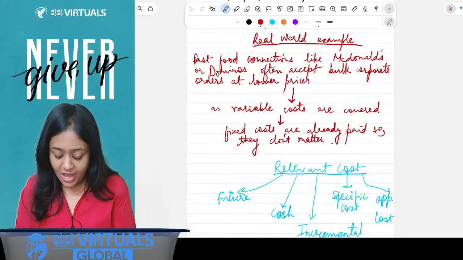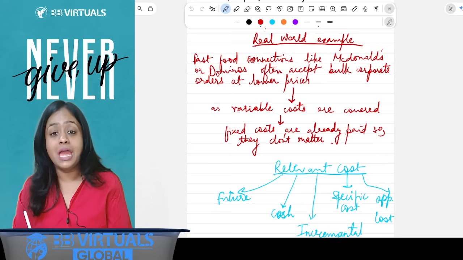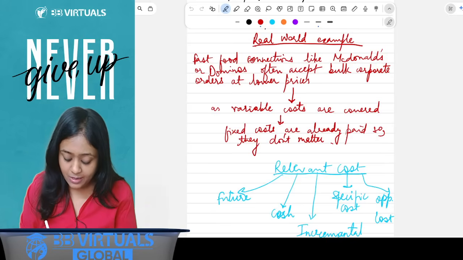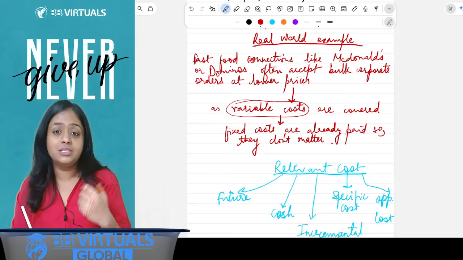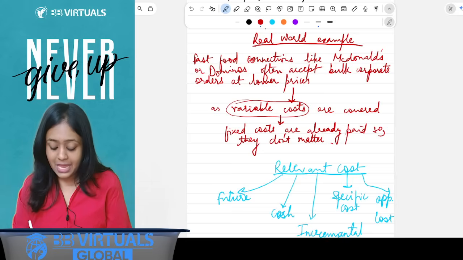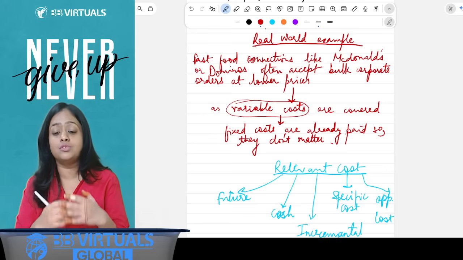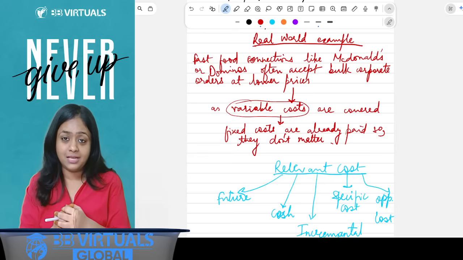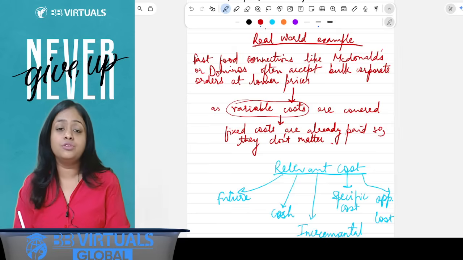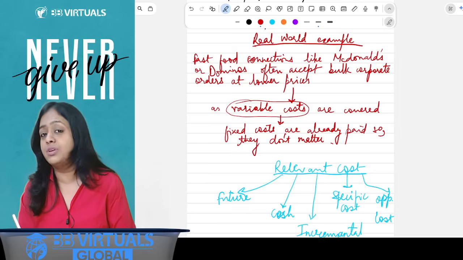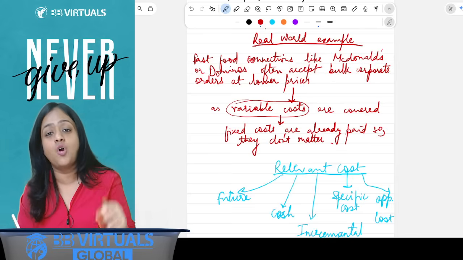For example, fast food chains like McDonald's or Domino's often accept bulk corporate orders at a very low price. It's because they only look for the variable cost to be covered, as well as any opportunity cost that they are losing, which they also try to cover. They don't look for fixed cost to be covered, as it's a sunk cost, a cost that has already been incurred in the past, and it will be allocated to other products as well. So it is not a relevant cost, hence they do not consider it when they determine the price for these extra orders that they get.